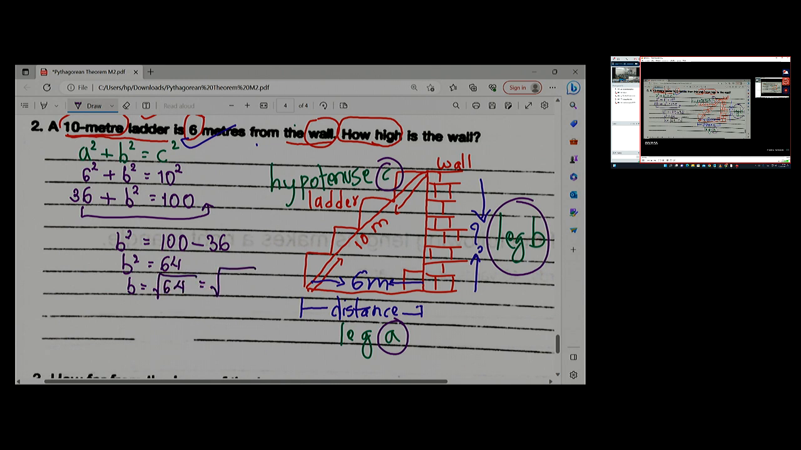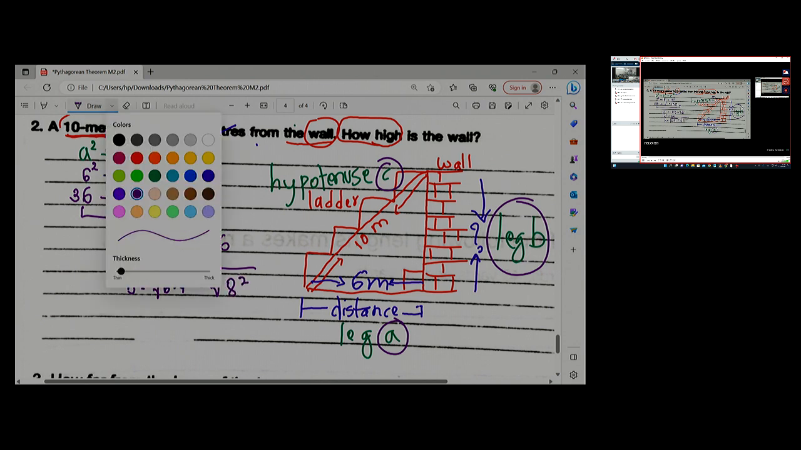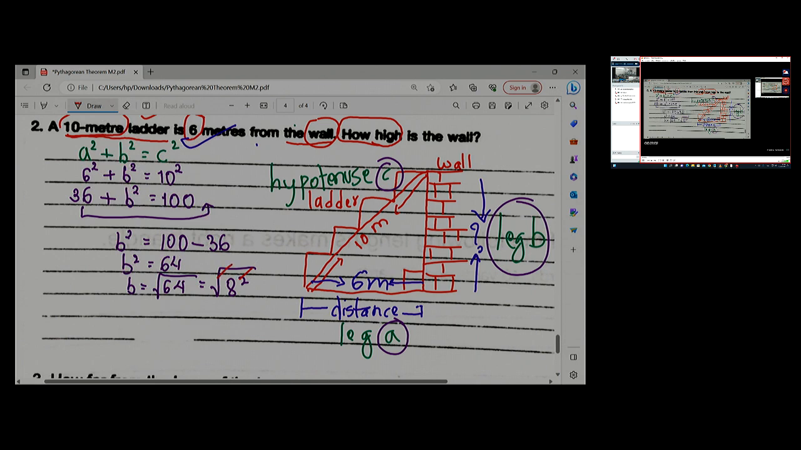64 is the square of what? 8. So we can easily get 8. That is b is equals to 8. Now in the word problem, we write the answers in words. So the question says, how high is the wall? So in the answer, we write the wall is 8. The unit is meter high.